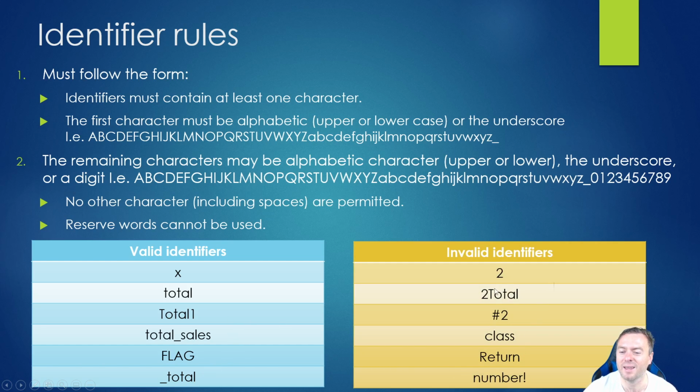Okay, these are invalid. So because there's just one character, but it's a number, that is not legal. You can't do it. 2total, can't do it. The first thing is a number. #2, so hash is illegal because that's not one of these valid characters. class is illegal because it's a reserved word, return is illegal because it's a reserved word, and then number! is also illegal because it's got this little exclamation mark at the end.